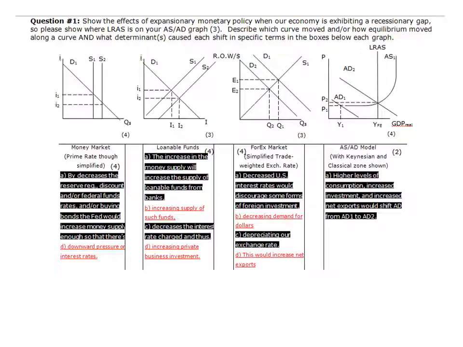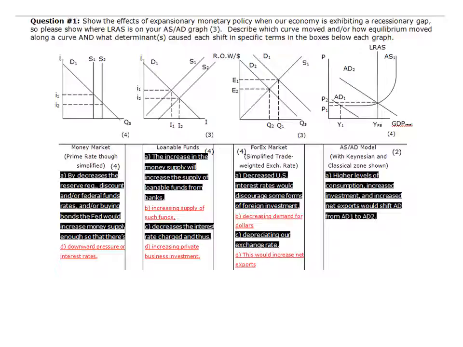We see on our y-axis ROW, standing for rest of world, over the dollar, meaning it is the rest of the world's value of the dollar. This is a simplified trade-weighted exchange rate, meaning it's an exchange rate that we have relative to the rest of the world, weighted towards those countries that we trade with more.